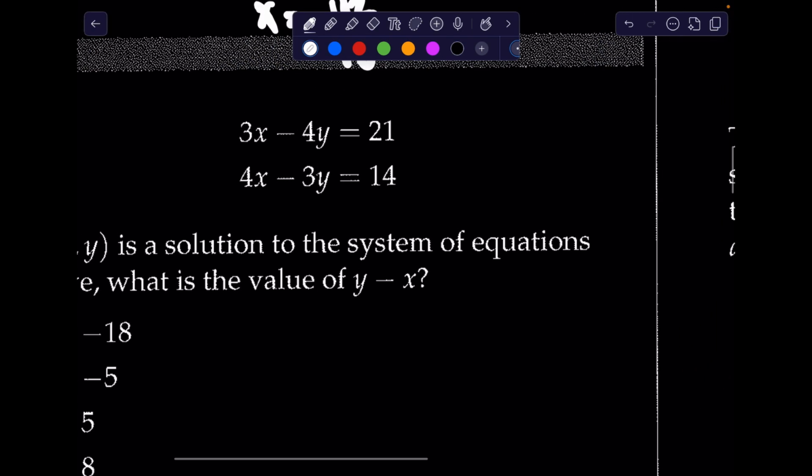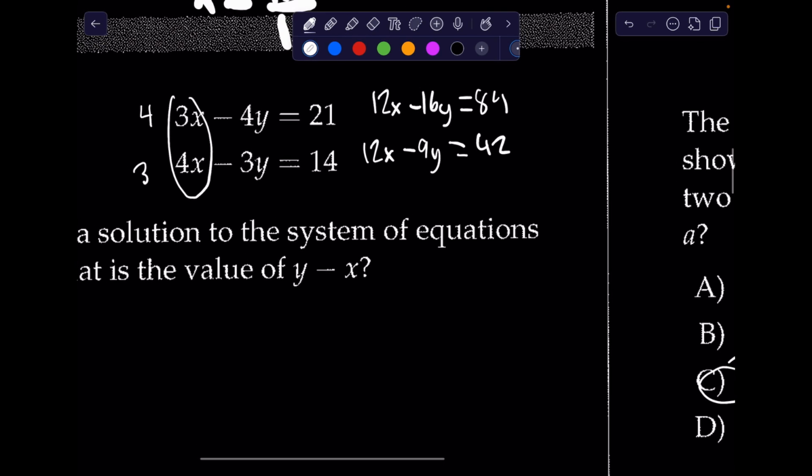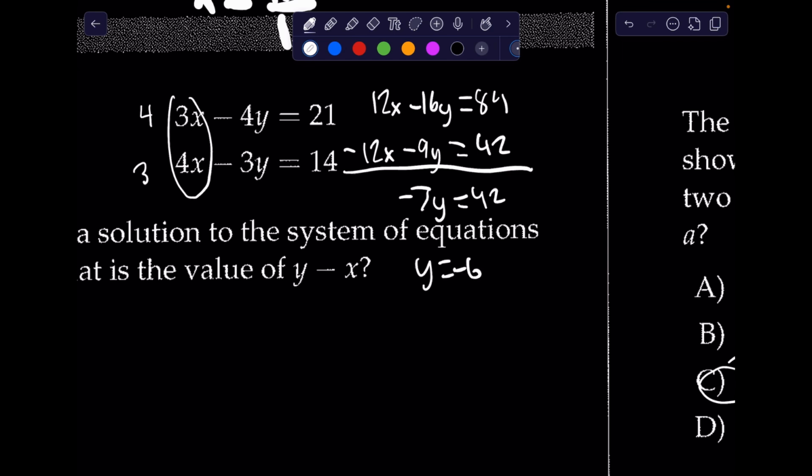So for this one to get a common coefficient at the x value, we multiply this one by 4 and this one by 3 to make them both 12. So you get 12x minus 16y equals 84. We have 12x minus 9y equals 42. And then we can subtract, and we're left with negative 16 plus 9, which equals negative 7y equals 42, excuse me. And then y equals negative 6.